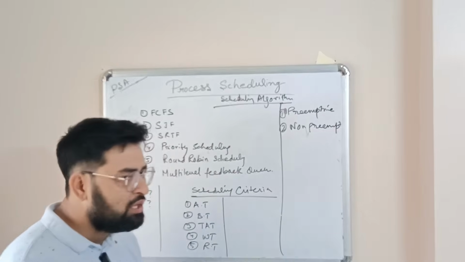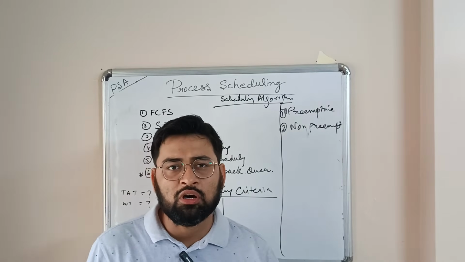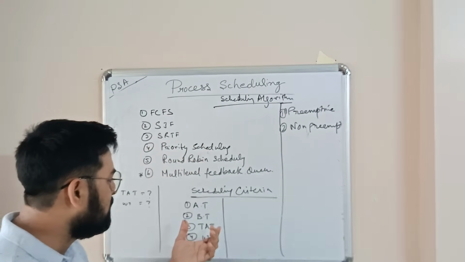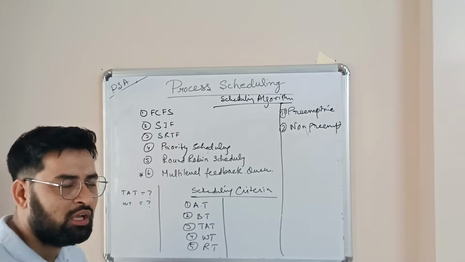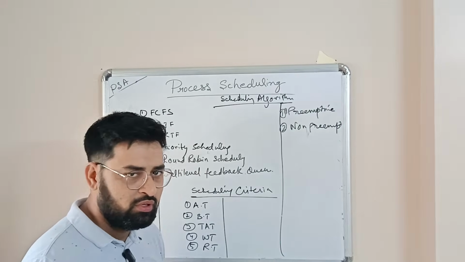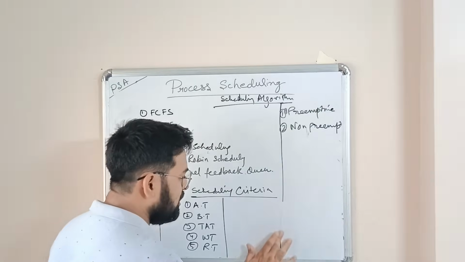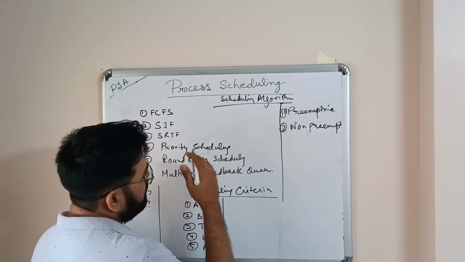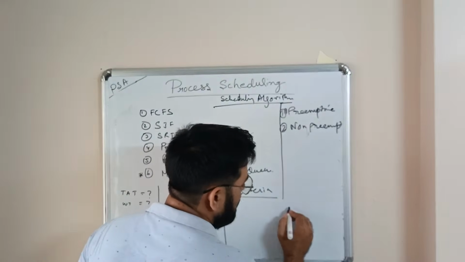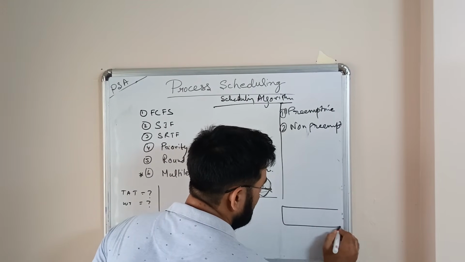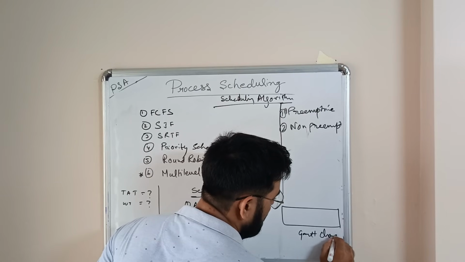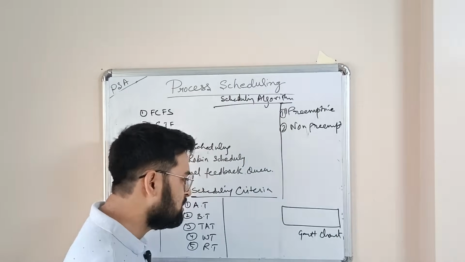In questions based on FCFS, SJF, or any such algorithms in your exams, they always ask from these scheduling criteria. Arrival time means the process has arrived in the ready queue. For doing such solutions based on various algorithms, you have to draw the Gantt chart. The Gantt chart is very important to deal with the numericals.